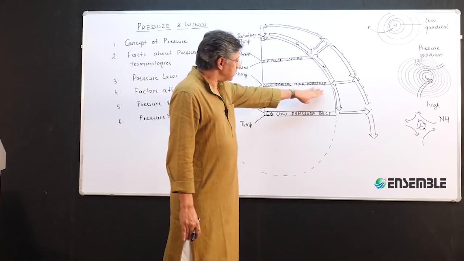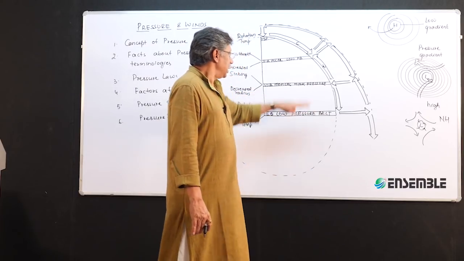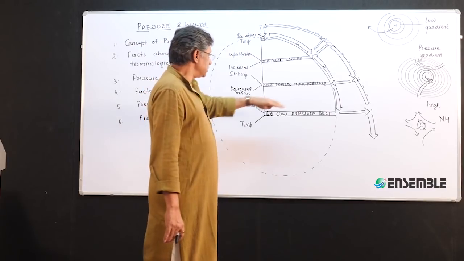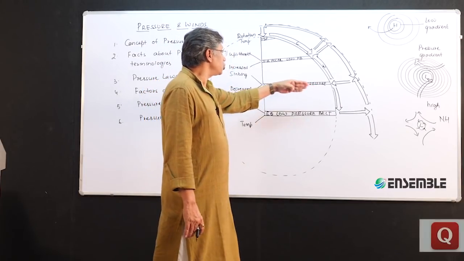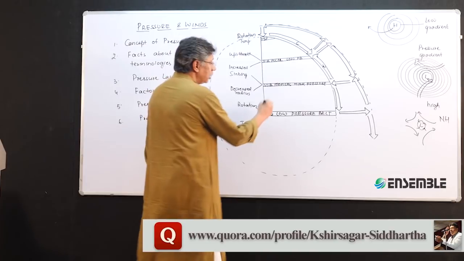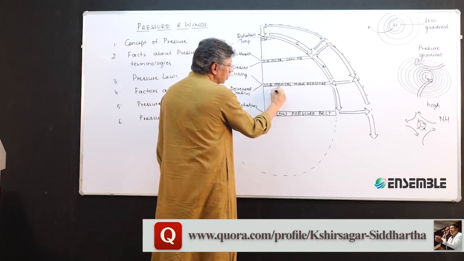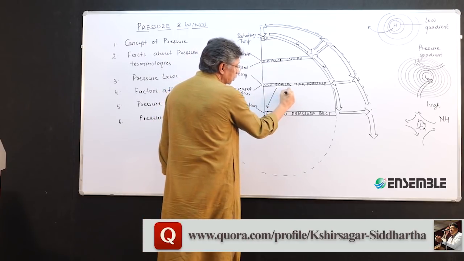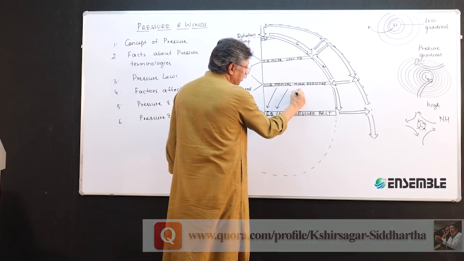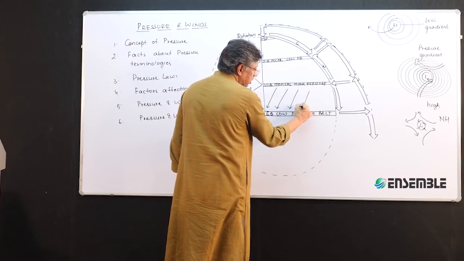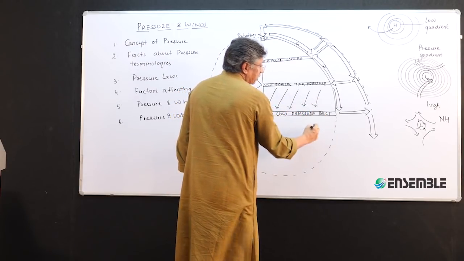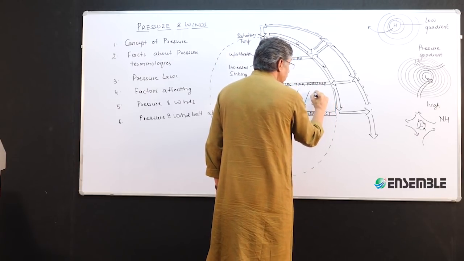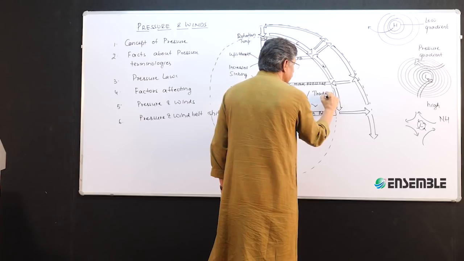Now, we'll apply this concept in this case here. That is the correlation between pressure and winds. So, winds will move from subtropical high pressure to subpolar low pressure. And in doing so, they will turn towards their right hand side. These winds are going to be called by the name of trade winds.